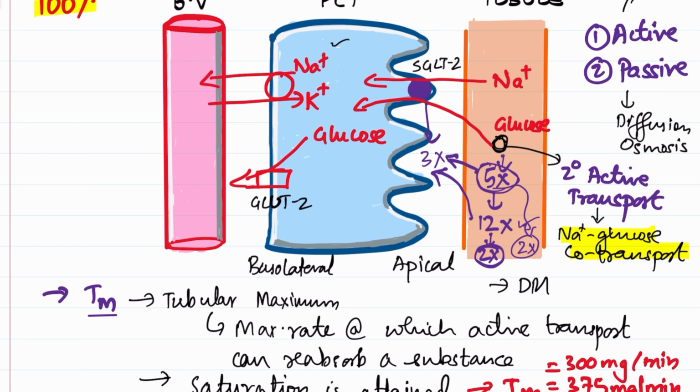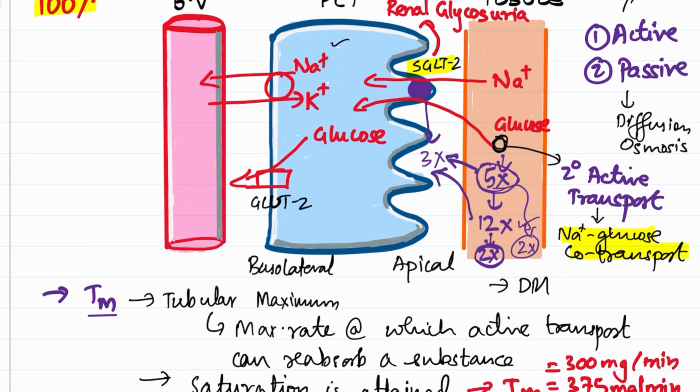Why does this happen? Here the defect is not diabetes, where there is increased plasma glucose level. The glucose level in our body is actually normal, but the defect is with the transporter, that is SGLT2, which leads to a condition known as renal glycosuria. What it means is that glucose is found in the urine even though the plasma levels are normal.